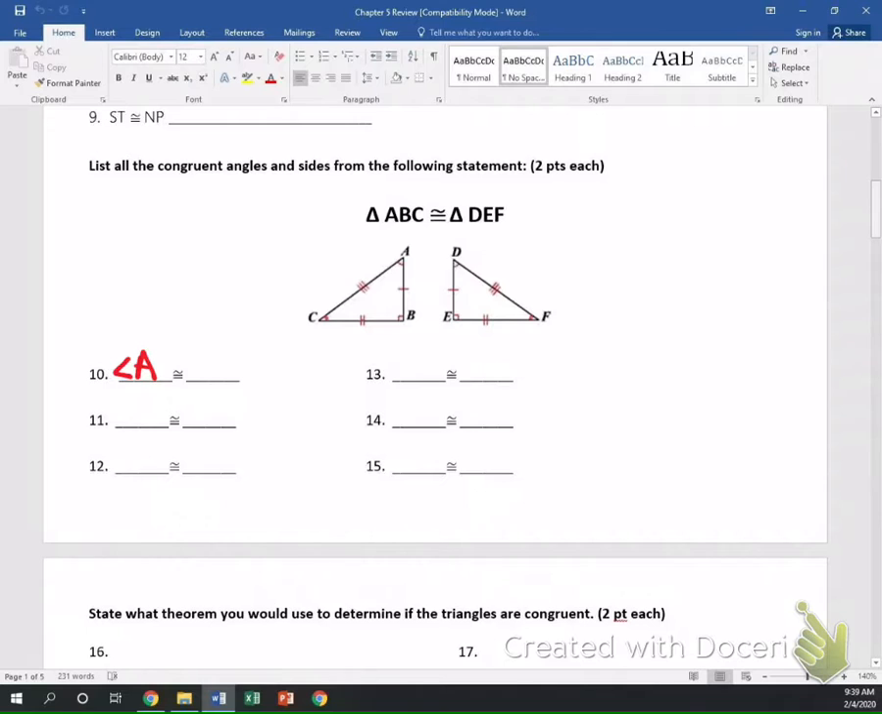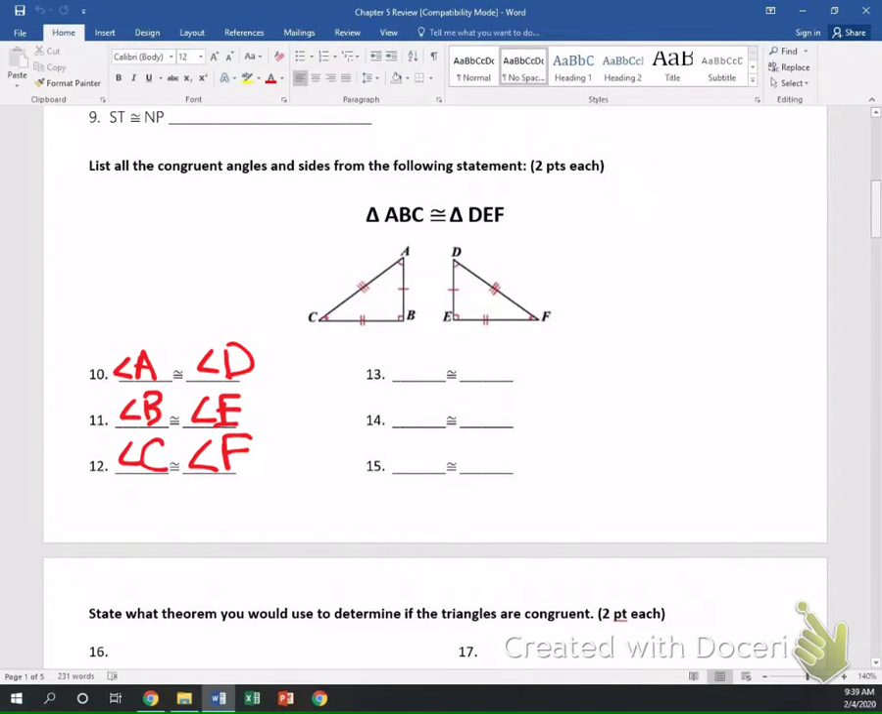So angle A is congruent with angle D. Angle B is congruent with angle E. And angle C is congruent with angle F. It does not have to be in that order. It has to be those pairs though, A and D. So you could put like DA. That's why tomorrow I give you a little more guidance so that we all use the same order. But as long as these two match, and these two match, and these two match.